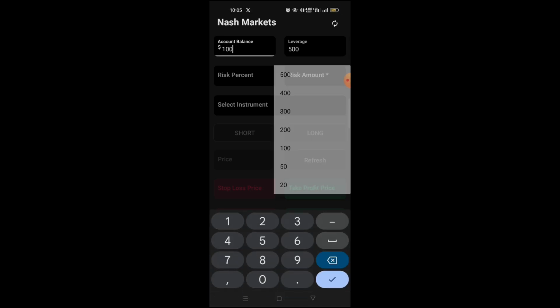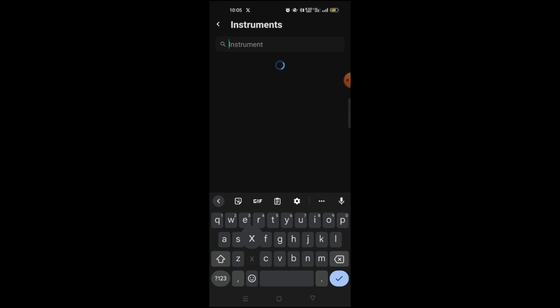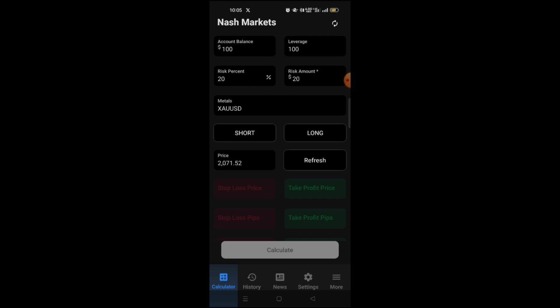Leverage 100. It doesn't matter though, it only increases your margin. So let's say inside this $100 I want to risk $20 and I want to trade gold on this trade. Yes, XAU USD. So let's say I want to short it now.